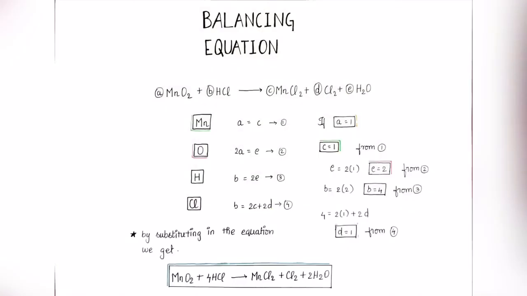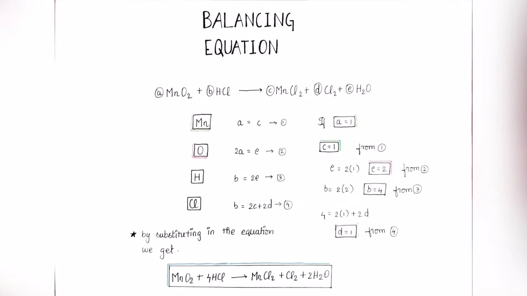For balancing the equation, we have substituted variables in place of the molar coefficients. Here A, B, C, D and E are the variables substituted in place of the molar coefficients. And the next step would be listing out the elements. There are totally 4 elements in this reaction, which are Mn manganese, O oxygen, H hydrogen and Cl chlorine.